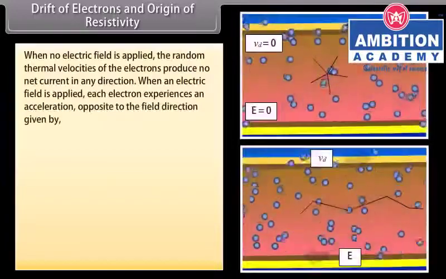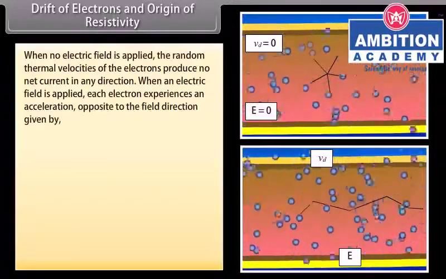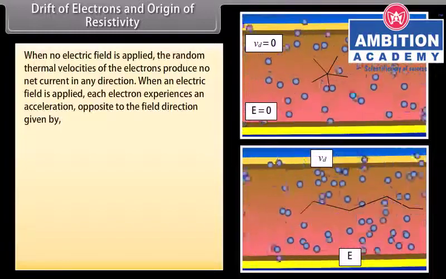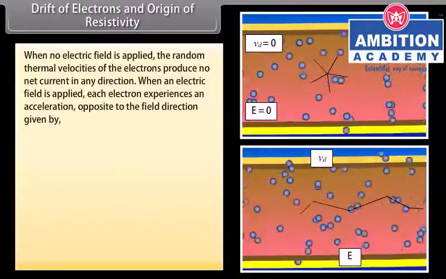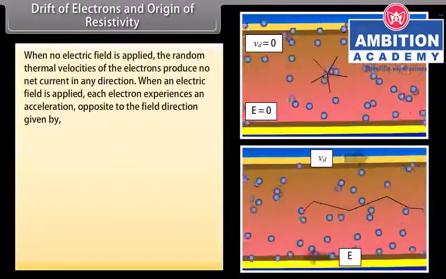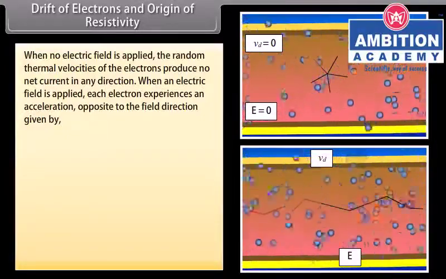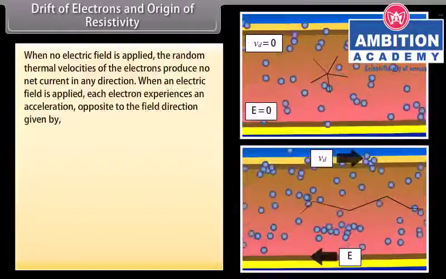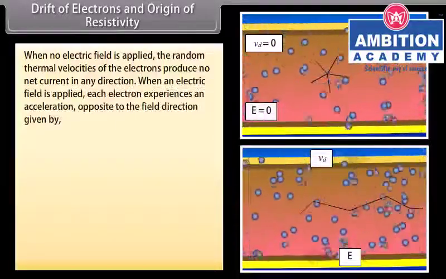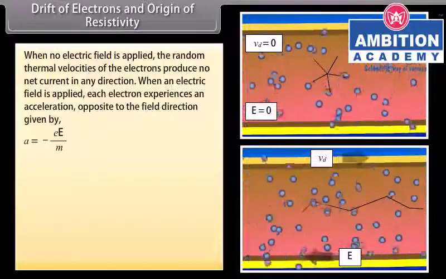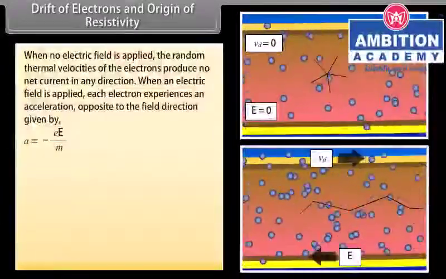Drift of electrons and origin of resistivity. When no electric field is applied, the random thermal velocities of the electrons produce no net current in any direction. When an electric field is applied, each electron experiences acceleration opposite to the field direction, given by a is equal to minus eE divided by m.